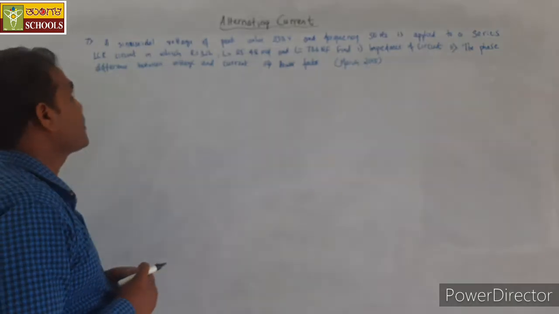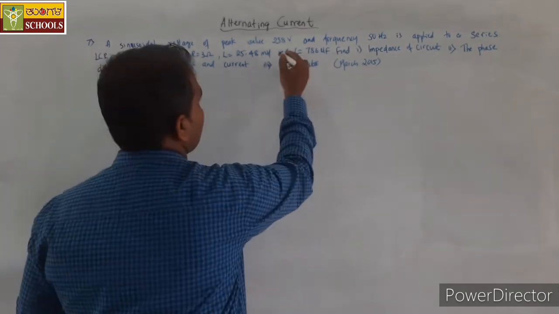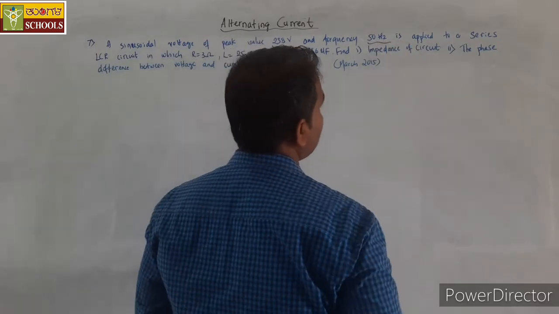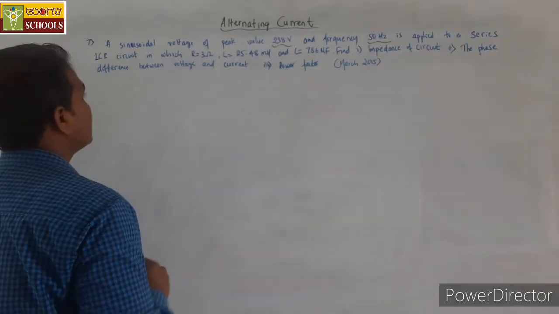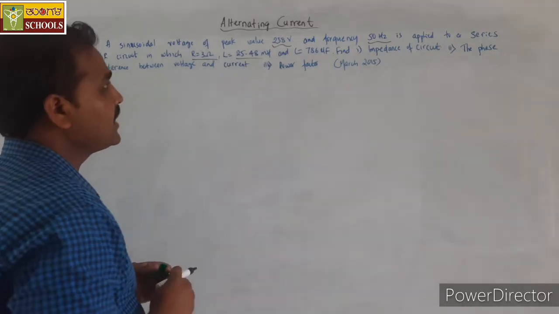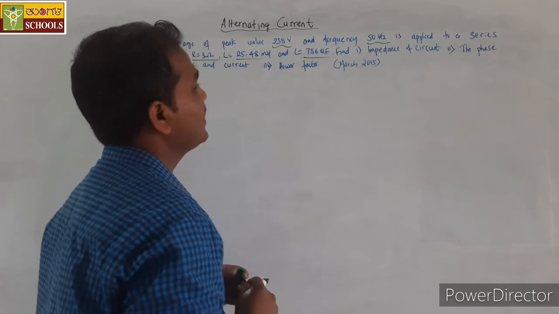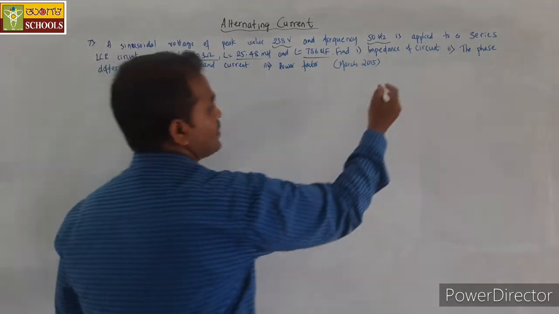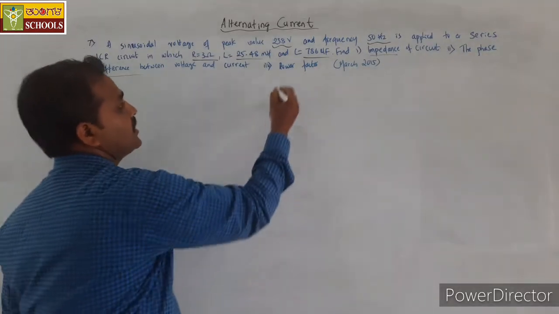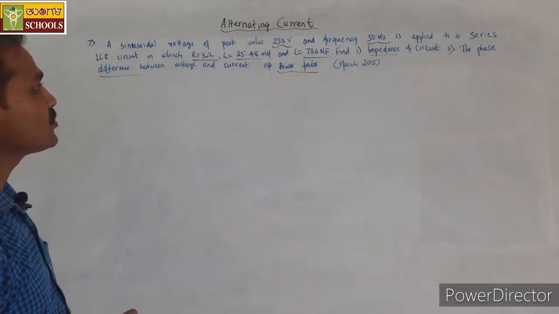Look at problem number 7. It is given that a sinusoidal voltage of peak value 338 volt and frequency of 50 Hz is applied to a series LCR circuit in which resistance is 3 ohm, inductance is 25.48 millihenry, and the capacitance is 786 microfarad. They have asked to find out impedance of the circuit, the phase difference between voltage and the current, and the power factor. This is the problem asked in the question paper of March 2015.